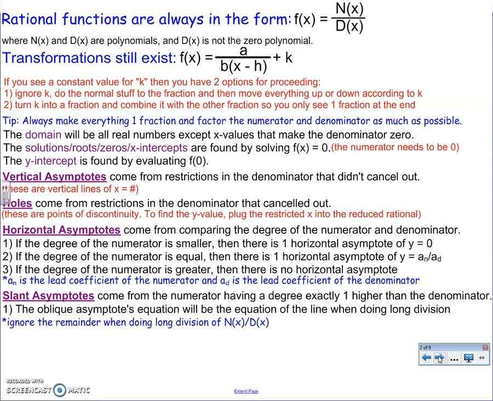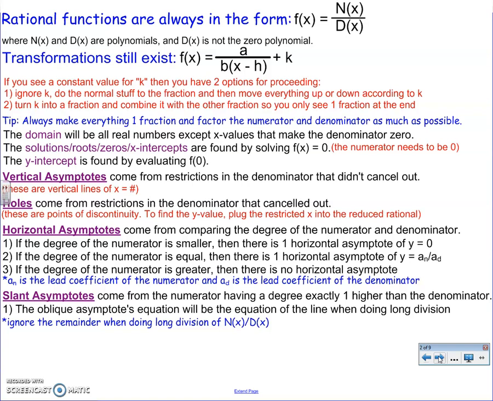That means y is going to be 0, and we have 0 equals a fraction. That means the numerator needs to be 0 for that to be true, because 0 divided by anything besides 0 is 0. The y-intercept is found by evaluating f of 0. That means plug in 0 for x, see what we get for y. And we've done that before.